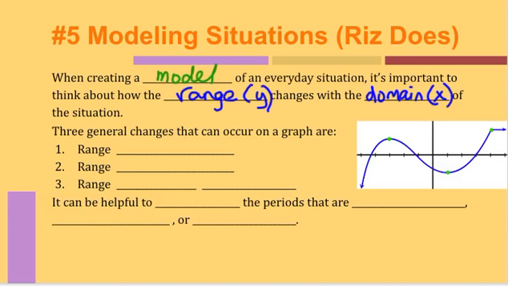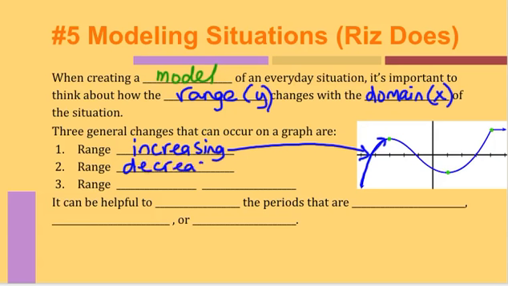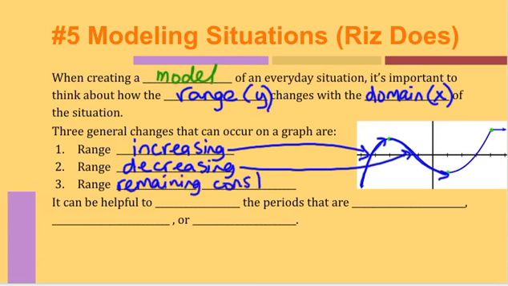Three general changes that can occur in a graph are range increasing, and this would look something like this, range going up, range decreasing, which would look something like this, range going down, and then range remaining constant, which basically means it's staying the same. And there's only a little section of this graph right here. This flat part means that it's remaining constant.